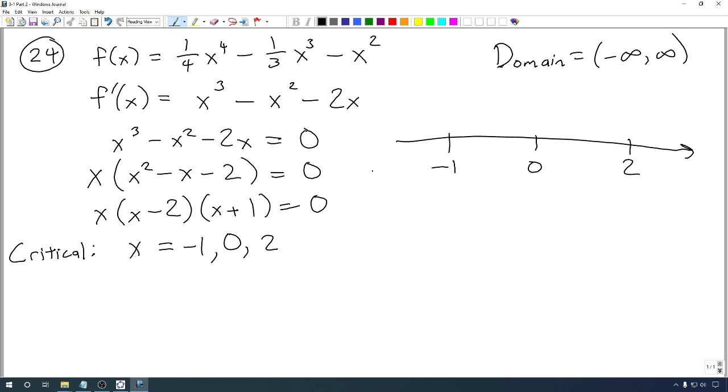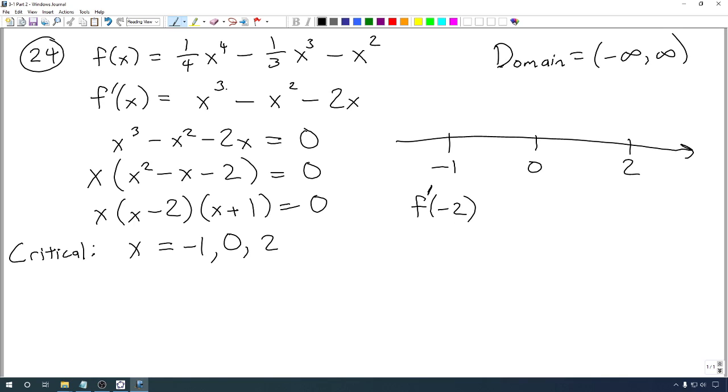From negative infinity to negative 1, probably just want to pick the smallest integers that we can, or, well, smallest, basically closest to 0. I'm going to go ahead and put in negative 2. And remember, I'm putting that into my derivative, not into the original function.